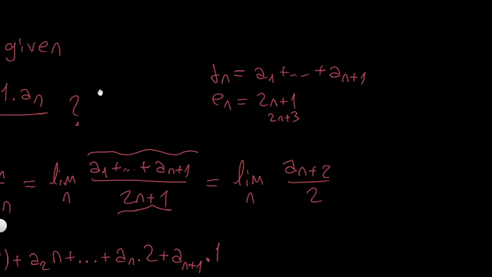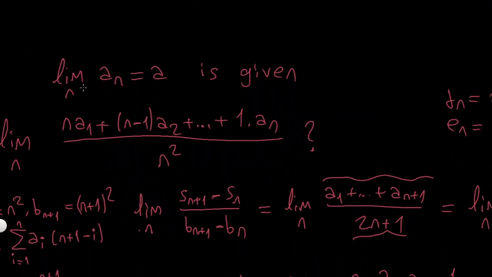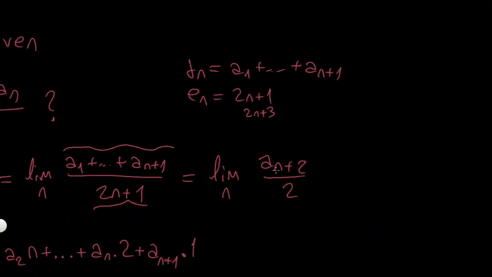So in the question, I'm given that the limit as n goes to infinity of an is equal to a. So a n plus 2 will also go to a because this limit exists, and it's the same for any subsequence. A n plus 2 is just a subsequence. Therefore, I can say this is the limit as n goes to infinity of a n plus 2 over the limit of 2, which is just going to give me a over 2. And this is our answer.